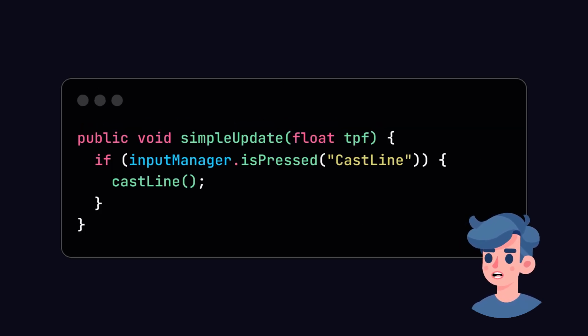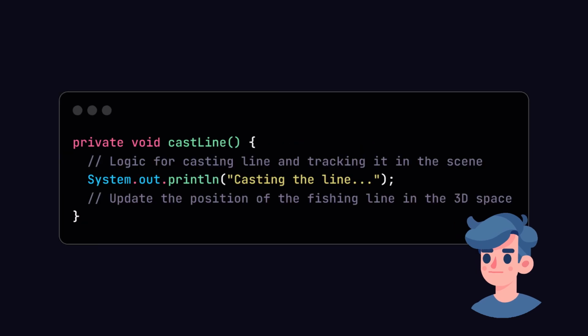To make our fishing game interactive, we need to respond to user inputs for casting the line. We'll set up an input listener. Now let's define the castLine method. This method will simulate the action of casting the fishing line into the water.